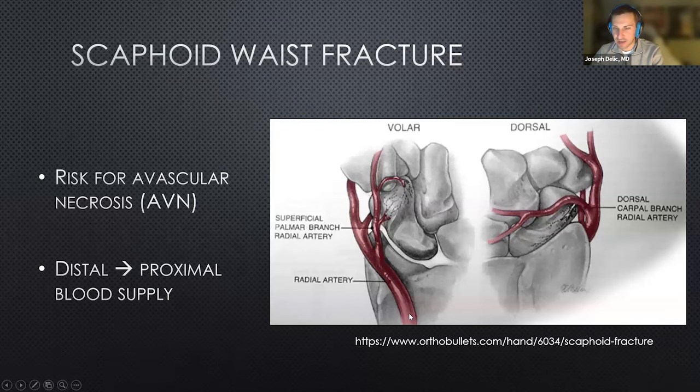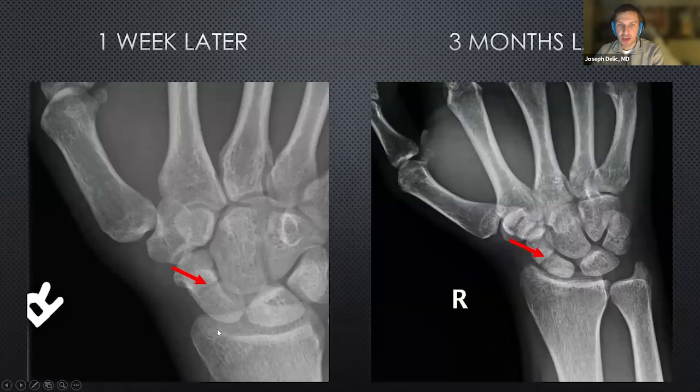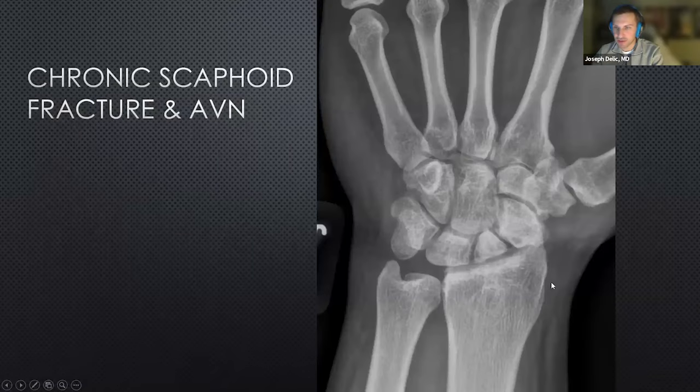If you look at this diagram, again, we are taught that the blood supply works its way from a distal to proximal distribution. And when you get that fracture through the waist, that proximal pole is at risk for AVN. So if we look at the evolution of this fracture, 1 week later, there's a little bit of resorption. 3 months later, there's more resorption and no healing. And then what can that progress to? Well, a chronic scaphoid waist fracture with sclerosis of this proximal fragment, avascular necrosis. So that's a poor outcome for this case.